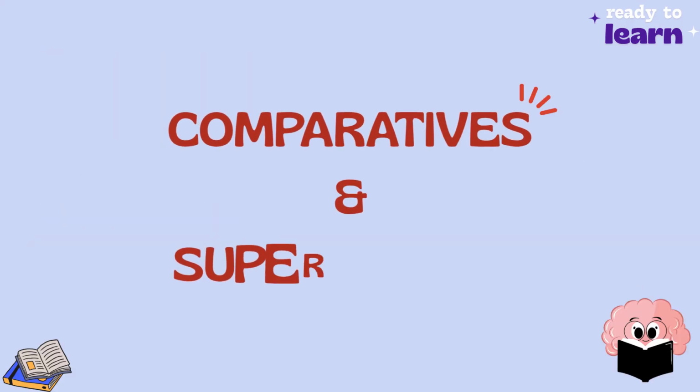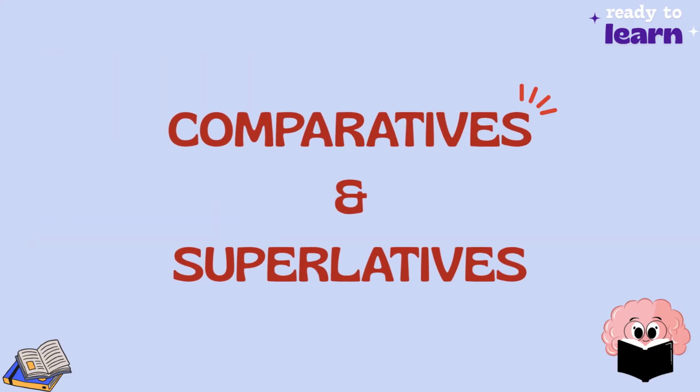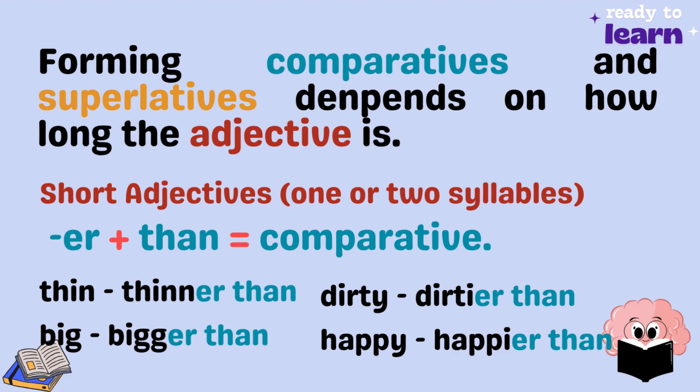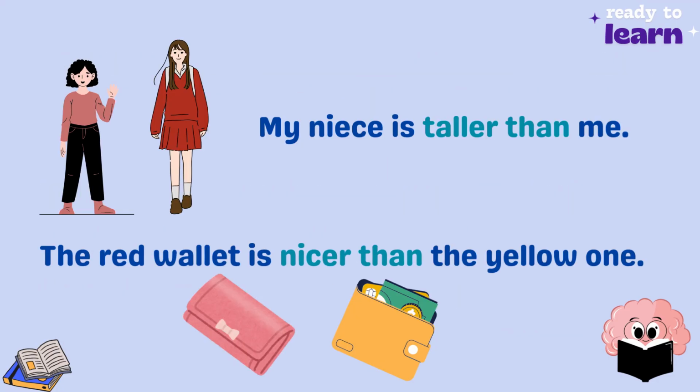Let's start by explaining how to form comparatives and superlatives. Forming comparatives and superlatives depends on how long the adjective is. For short adjectives, 1 or 2 syllables, the rule is simple. Just add -er to the end, followed by than, to form a comparative. Thin becomes thinner than, big becomes bigger than, dirty becomes dirtier than, happy becomes happier than. My niece is taller than me. The red wallet is nicer than the yellow one.